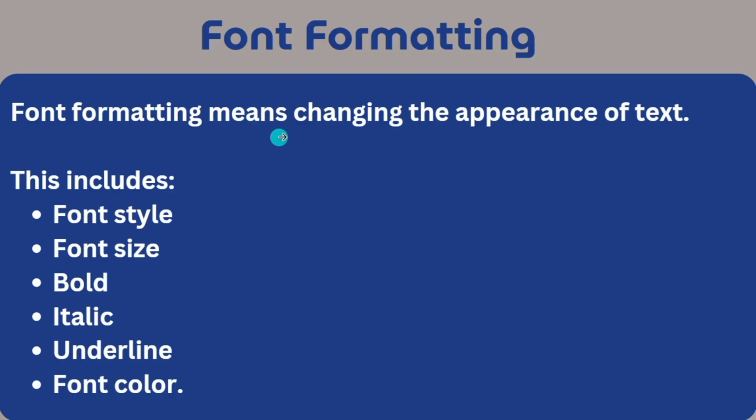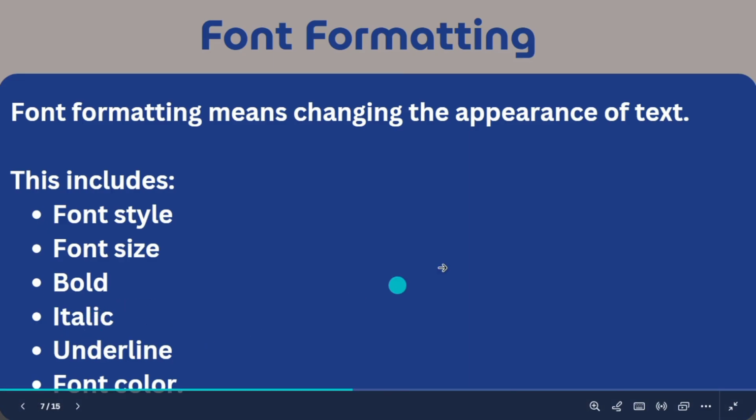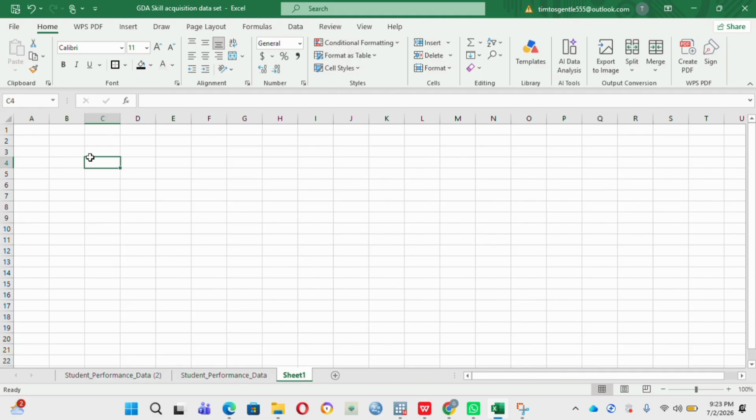Font formatting means changing the appearance of text. And this might include you changing the font style, the font size, you applying bold, italic, underline, and font color. For your font formatting, we have many types of fonts. Number one is font style. This is your font style. So let's assume I write a word now. Let's say girl.